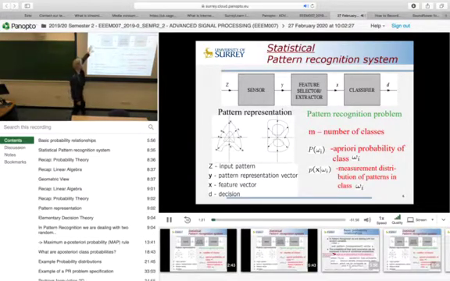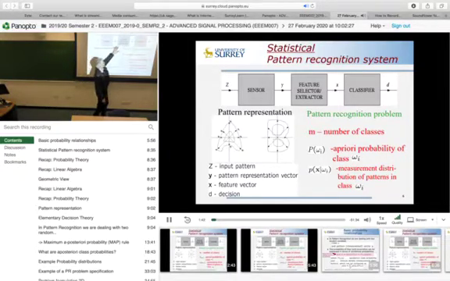So Z is our input pattern, Y are our measurements, which is our pattern representation vector. Y contains everything that the sensor is going to tell us about the pattern that's just come in. And Y is what we have that we've got to make our decision on the basis of.